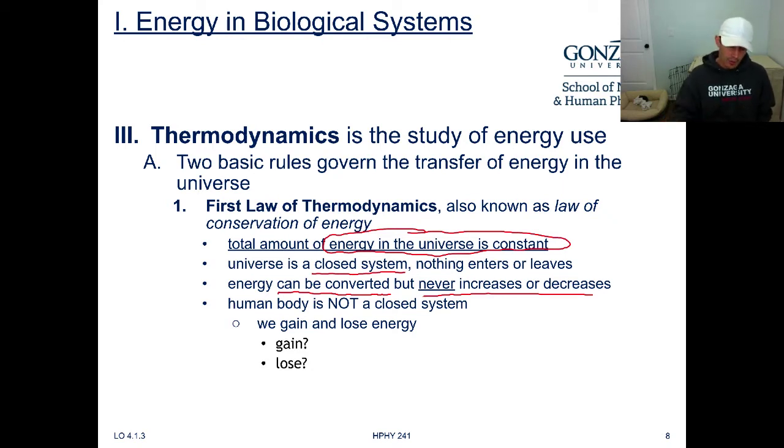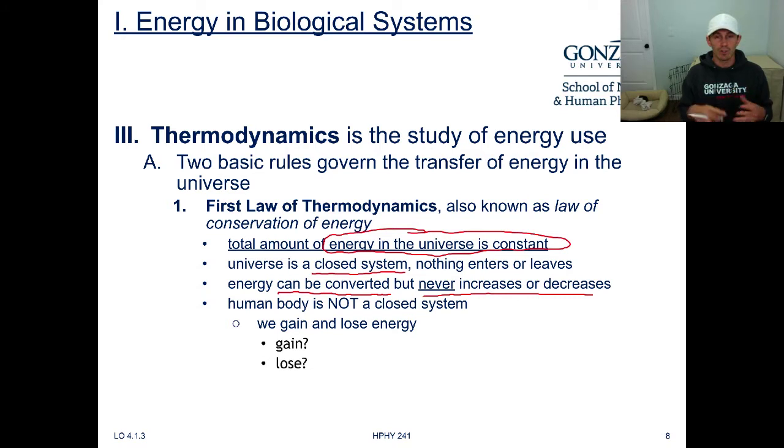The other thing I want to point out is while the universe may be a closed system, the human body and the earth are not closed systems. The earth constantly gains energy because it is receiving energy from the sun, and the earth is constantly losing energy in the form of heat and other things. Same concept applies to the human body. It would be great if we were a closed system, because that means we would neither have to eat to take in energy, nor would we lose energy.